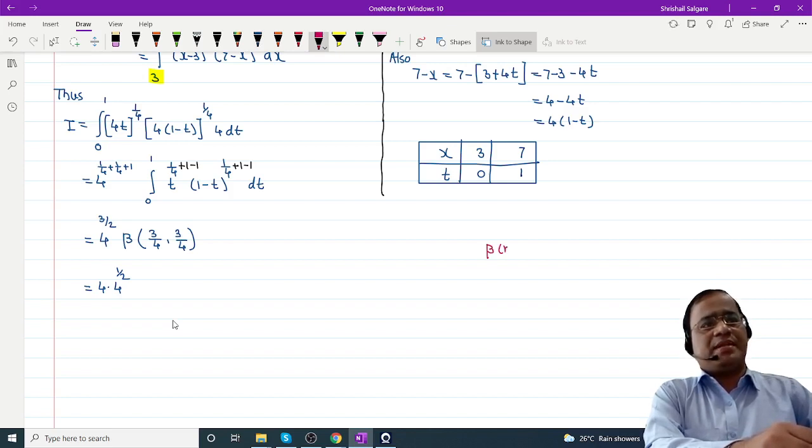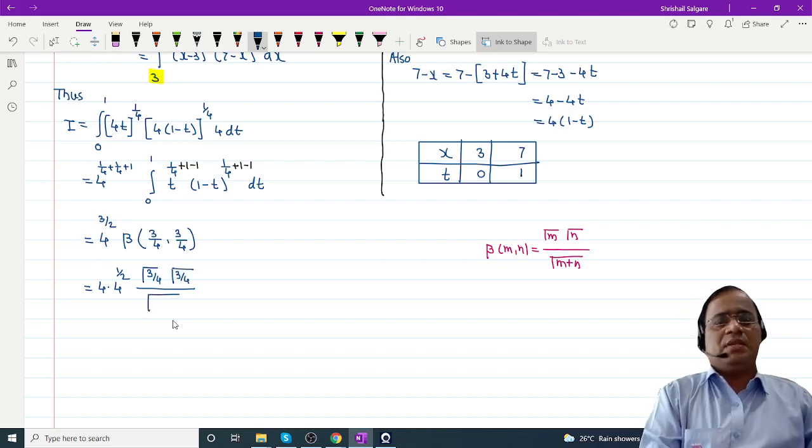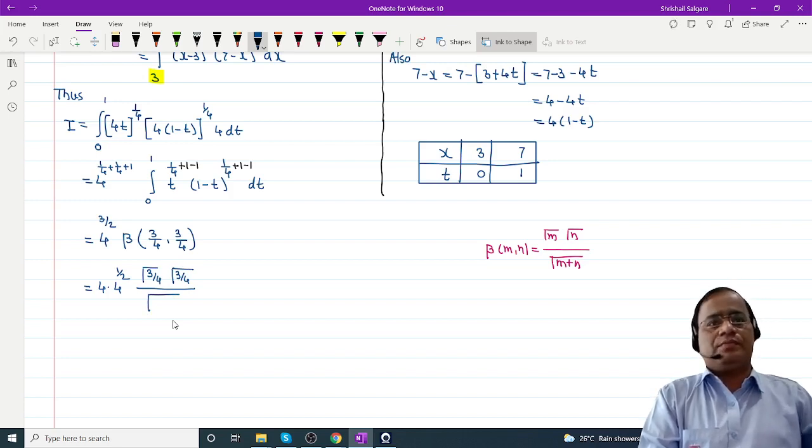So beta of m, n is given by gamma m into gamma n divided by gamma of m plus n, and further using the property of gamma function. So that's why it can be simplified as gamma of 3 by 4 divided by gamma of 6 by 4. 6 by 4 means 3 by 2.